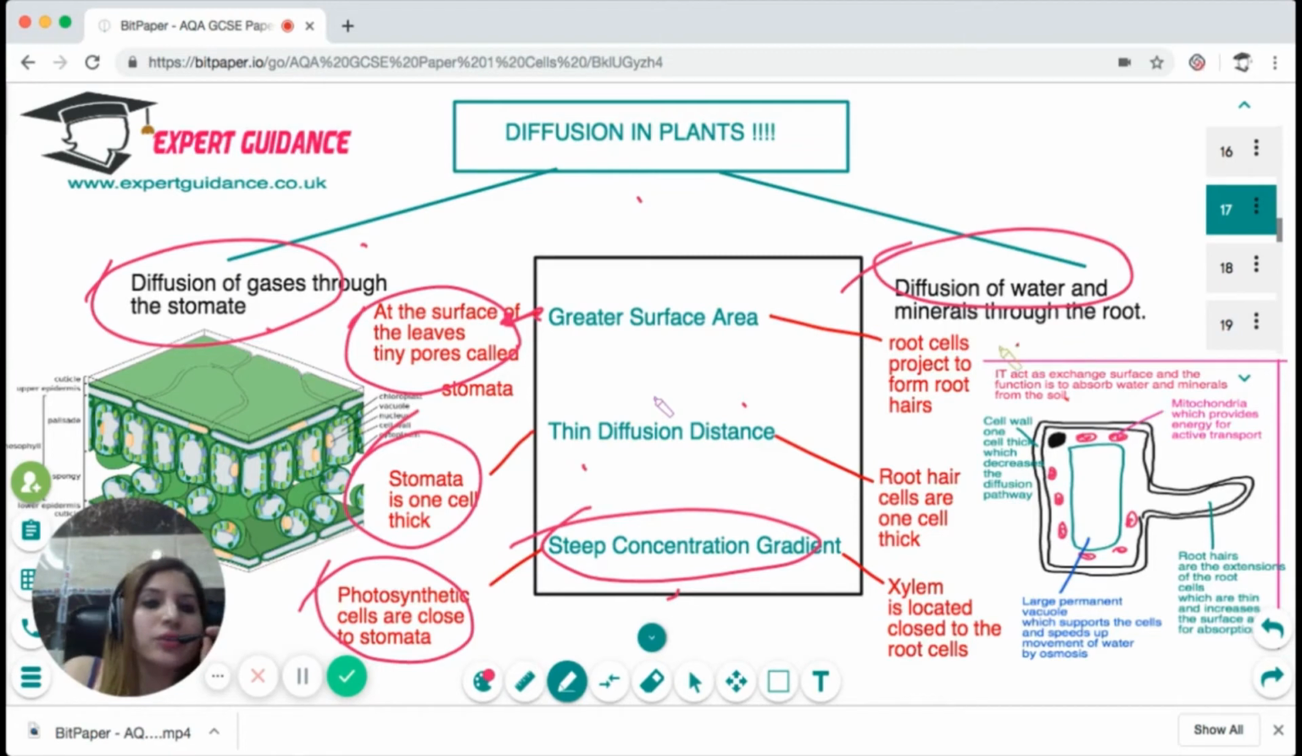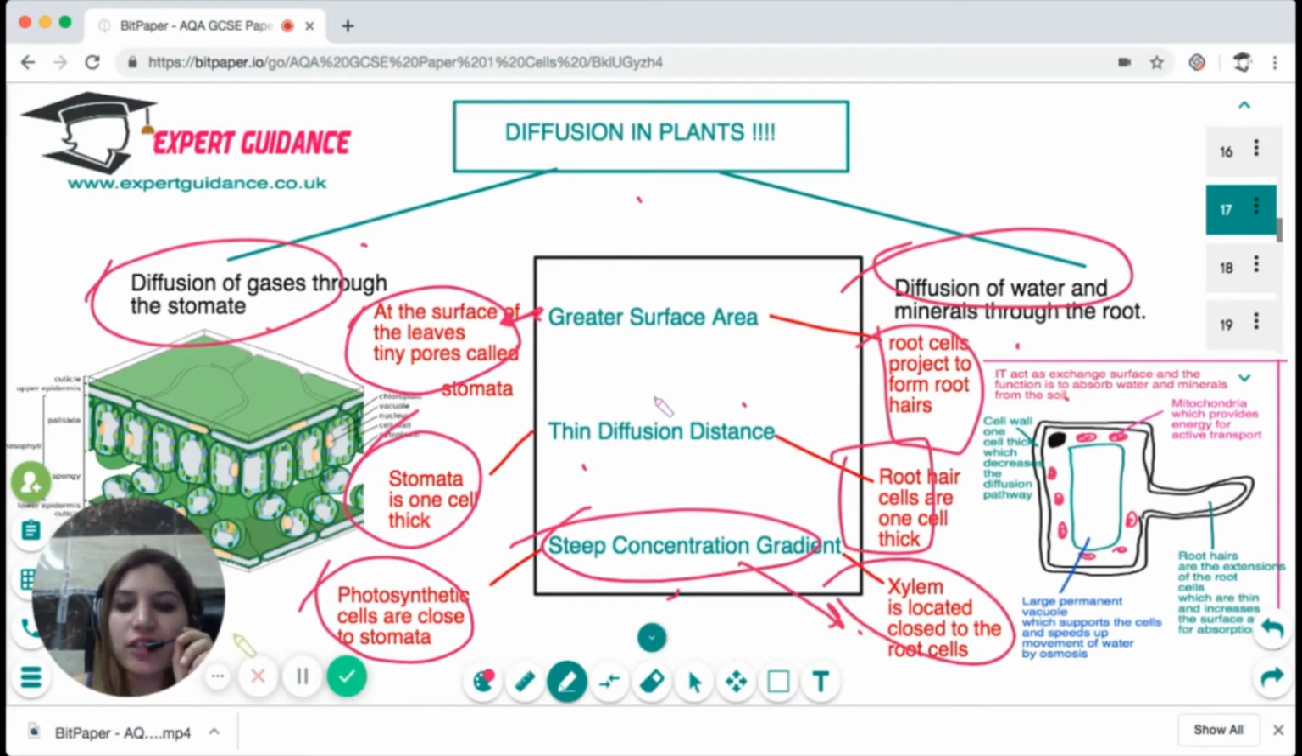For the root hair cells, the root cells project to form the root hair cells. Root hairs are one cell thick, and to maintain the concentration gradient, the xylem is located close to the root hair cells. Okay, so I hope the examples of diffusion in plants and animals, along with the adaptations they have for maximum diffusion, are clear to you.